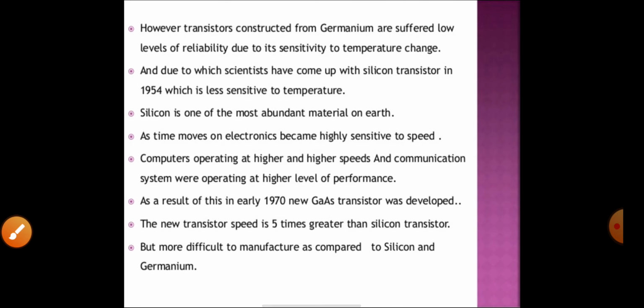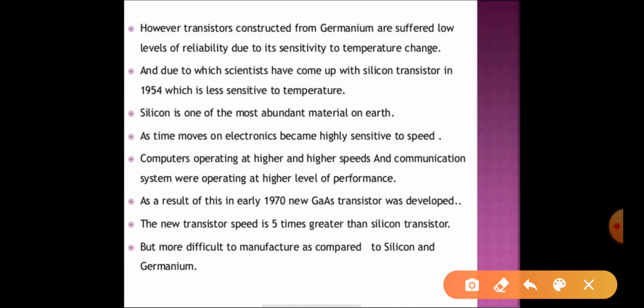However, transistors constructed from germanium suffer from a low level of reliability due to the sensitivity of temperature. So now is the main point: why are we going for the betterment? Because it is having some problem.